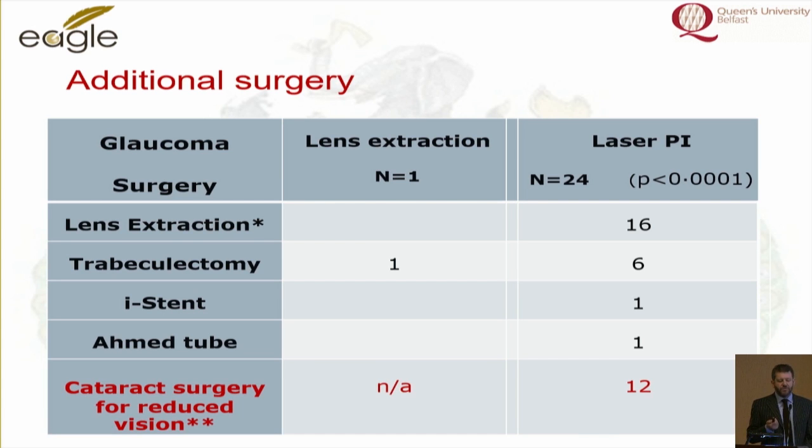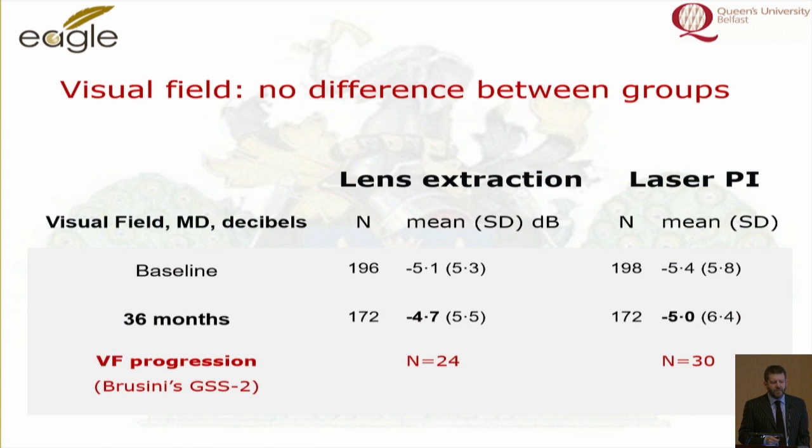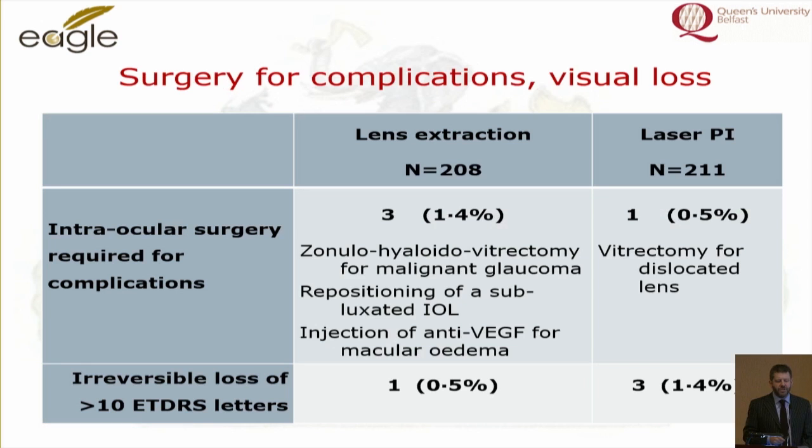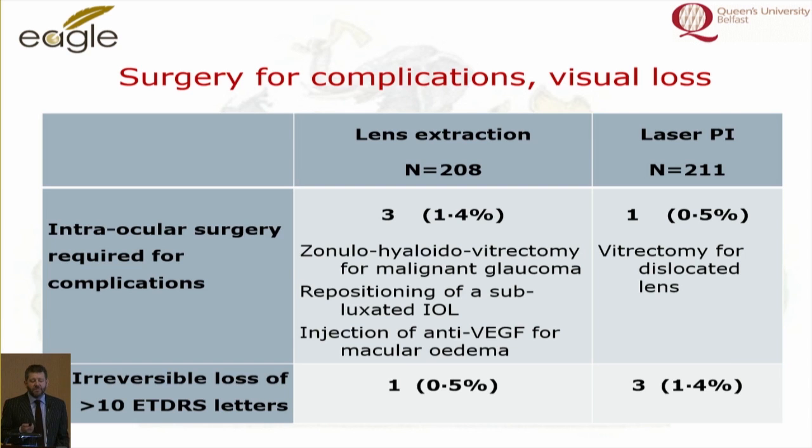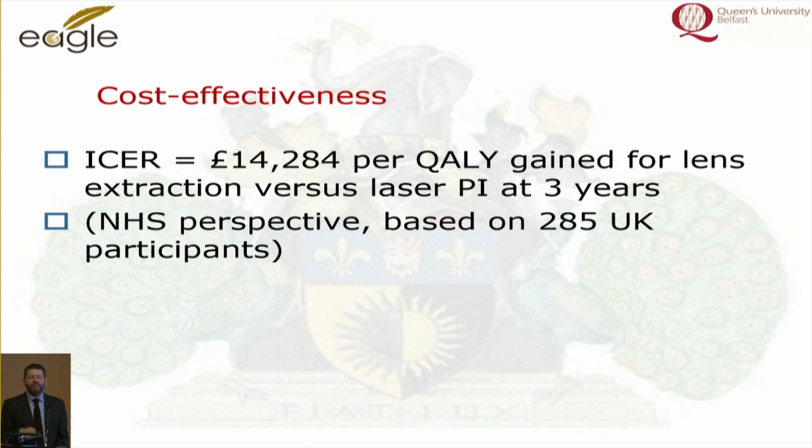They also had a much greater number of trabeculectomies, and a small number, one each, had an eye stent and a tube. There was no visual field difference between the two groups, as you would expect, because these were being actively treated for their pressure. There were a small number of surgical complications, including, in fact, one dislocated lens from the iridotomy group. But they were small and they were thought not to be significant. This was cost-effective on the basis of UK cost analyses and what our government will pay for.